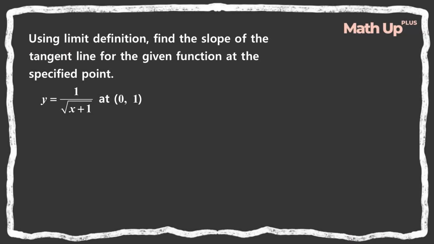Using the limit definition, find the slope of the tangent line for the given function at the specified point. Here we have a function f of x, or y, equal to 1 over the square root of x plus 1, and we're trying to find the slope at x equals 0.